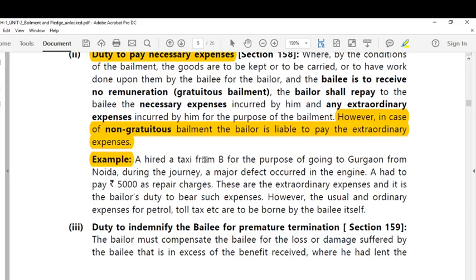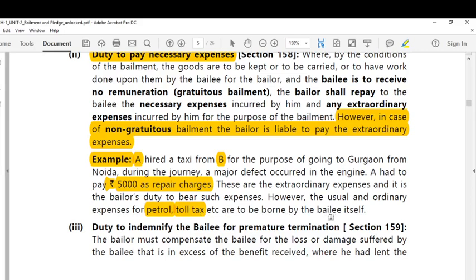A hired a taxi from B. A is the bailee who hired the taxi from B. B is the bailor, for the purpose of going to Gurgaon from Noida. During the journey, a major defect occurred in the engine. A had to pay rupees 5,000 for repair charges. So A, being the bailee, has incurred 5,000 rupees. These are the extraordinary expenses and it is the bailor's duty to bear such expenses. However, the usual and ordinary expenses of petrol, toll tax, etc. are to be borne by the bailee itself.